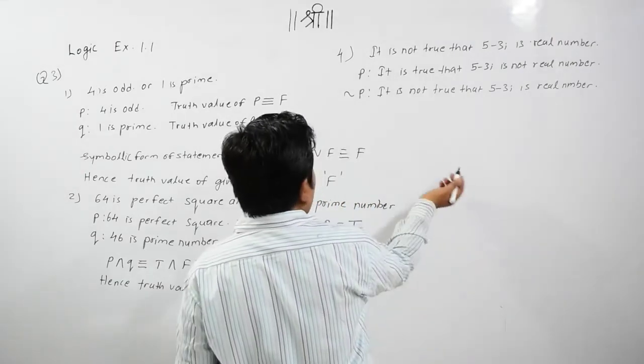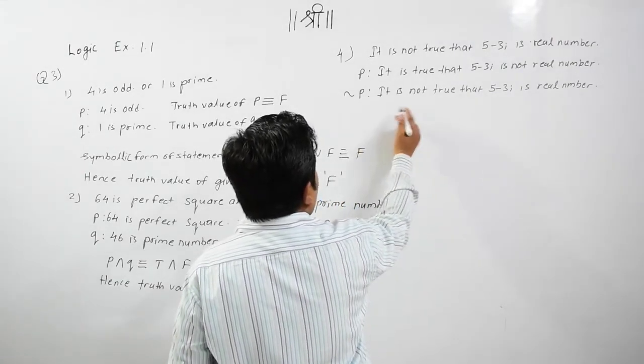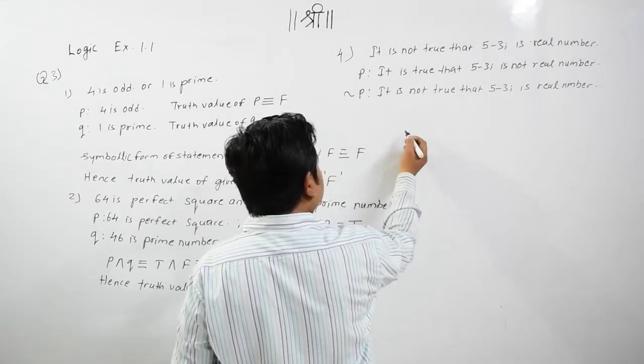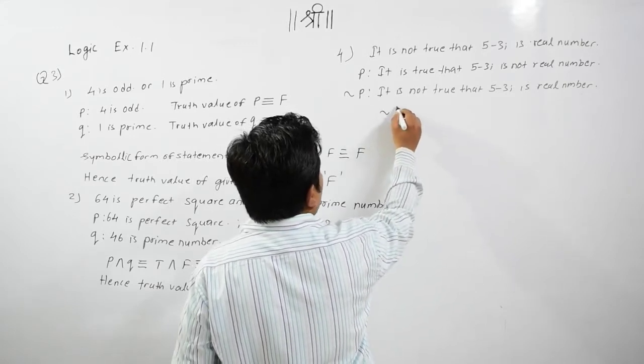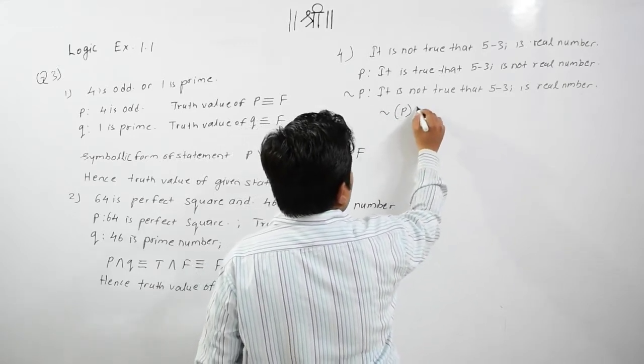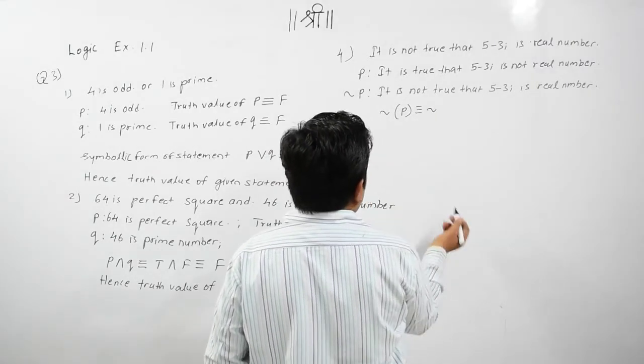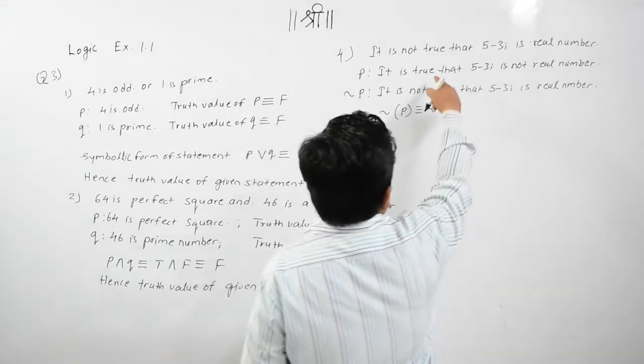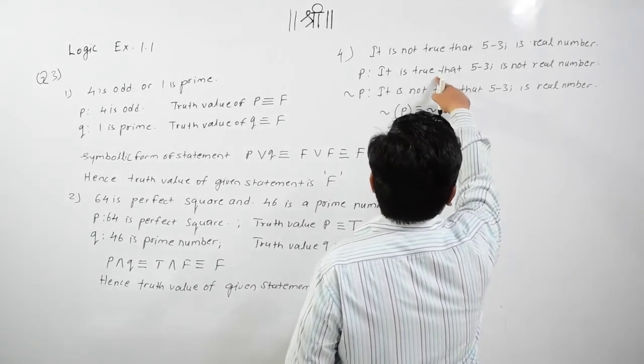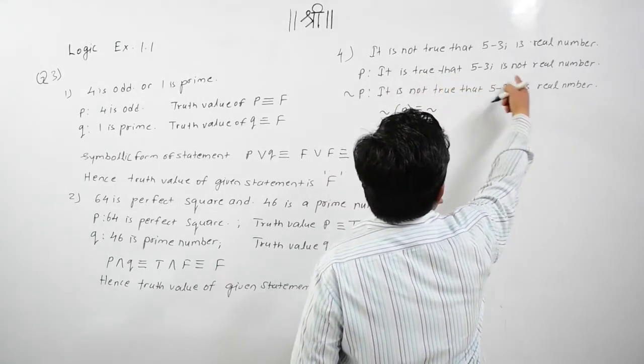Okay, so therefore simply it indicates that, what is that indication? So negation of P is indicating that, negation of P is what? So what is the truth value of the above statement? It is true that 5 is a real number.